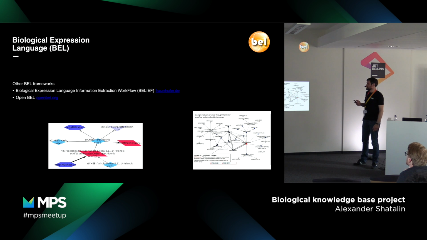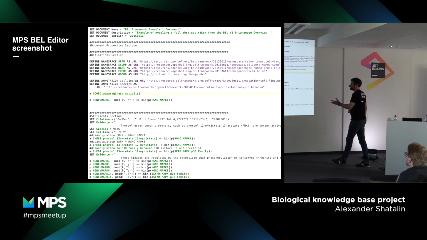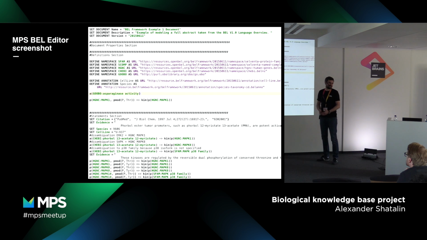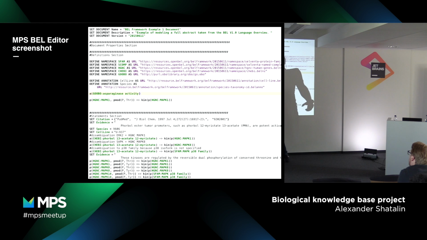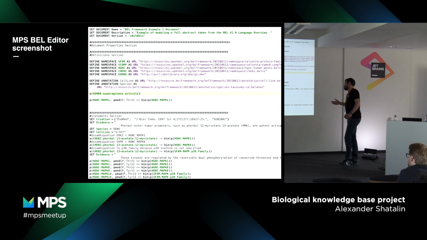So we decided to start with the same language, and this is a screenshot of the BEL editor implemented within MPS. It may look similar to a programming language, but it is completely different. For example, this line says that some modification of the protein, in particular the abundance of the modification of the protein, actually causes some biological process. So the language itself is quite simple, but it may be used as a starting point. So we decided to do it.